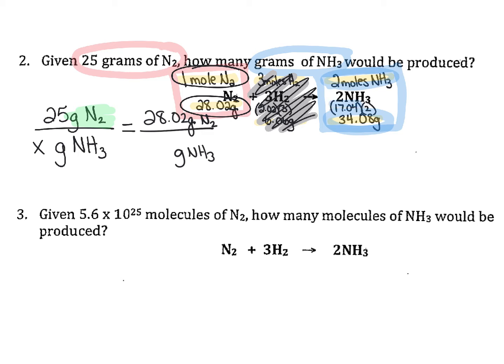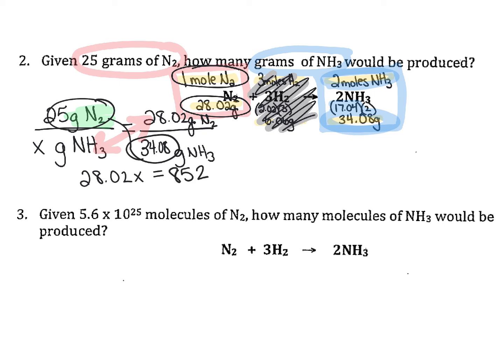So I don't just need 17.04, I need 34.08 for this reaction to occur. Now that I have everything set up, I can solve for X. Remember that to solve for X in a problem like this, we're going to need to cross multiply. So we're going to multiply 28.02 times X, and then we're going to cross multiply 25 times 34.08. So that gives me that 28.02x equals 852.